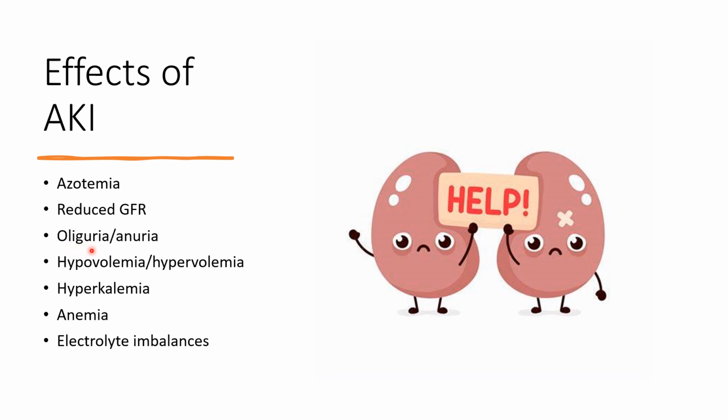Oliguria, which is a production of urine less than 400 milliliters per day, and then eventually you can develop anuria, which is less than 50 milliliters of urine per day. Hypovolemia and hypervolemia. So hypervolemia is the most common. Your kidneys are unable to produce urine, and so you get elevated levels of fluid within your blood, and then you develop hypervolemia.